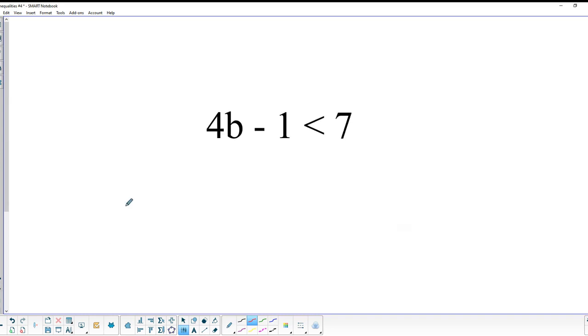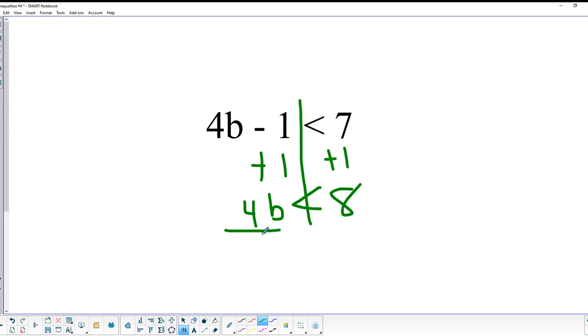Okay, let's try another one. This particular problem, we are going to start by adding 1 to both sides. And we end up with 4b is less than 8. When you divide both sides by 4, you get b is less than 8 divided by 4, which is 2.